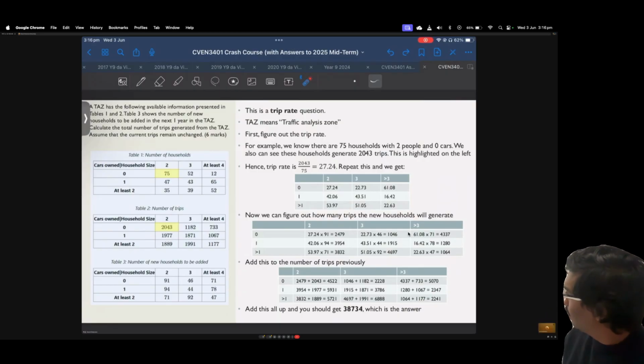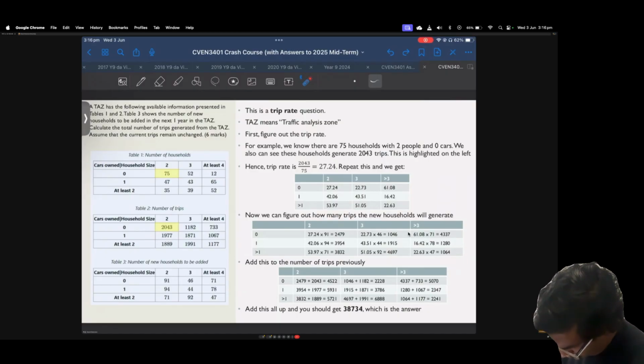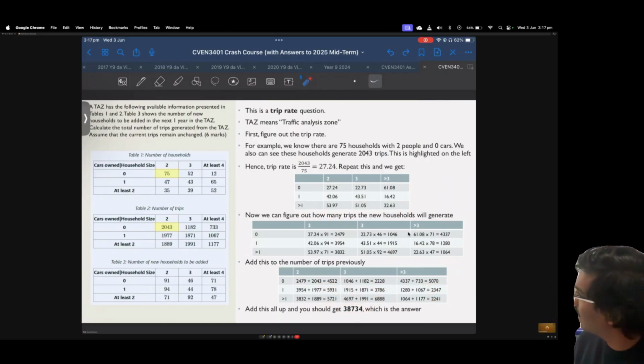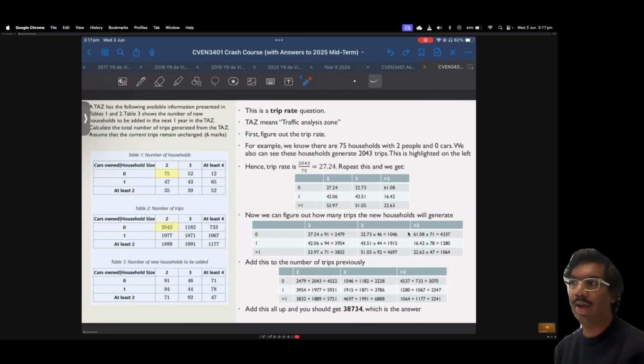Now you add this number to the number of trips previously. We originally had 2,043 trips. Now new trips is 2,479. Add them all up, 4,522. Add all of these up, and you get 38,734. That's how many trips are generated. That should hopefully make sense. Any questions? All good? Great.